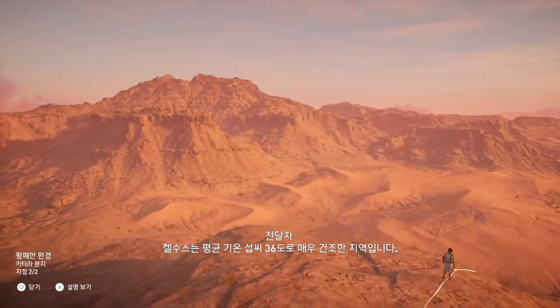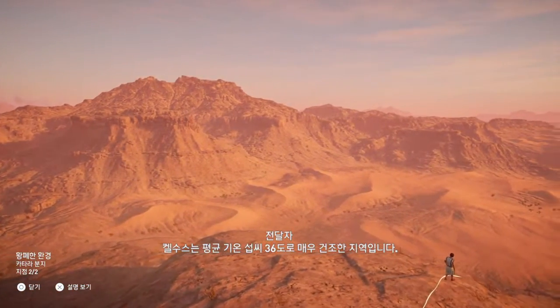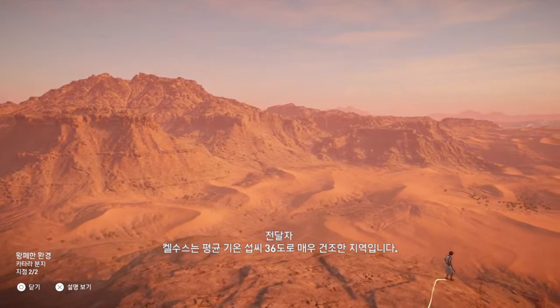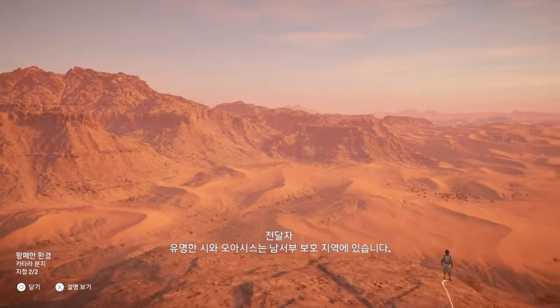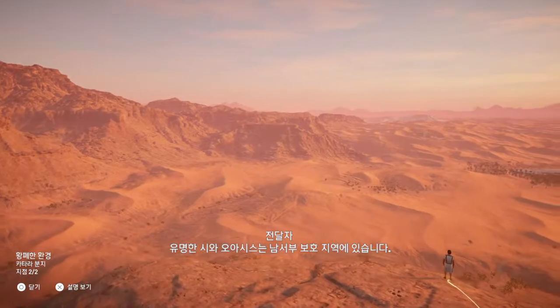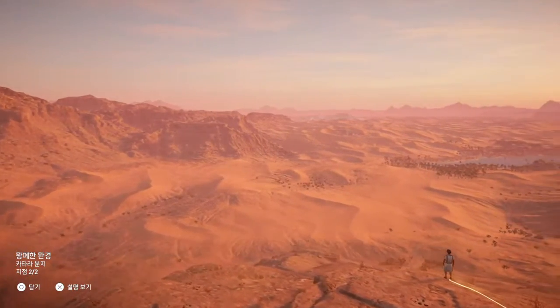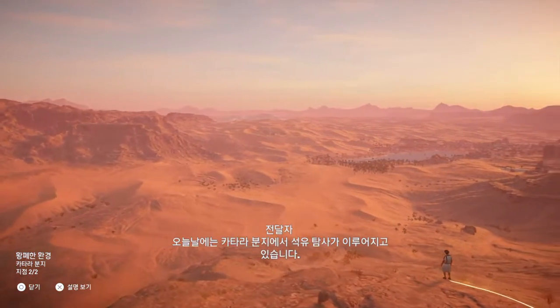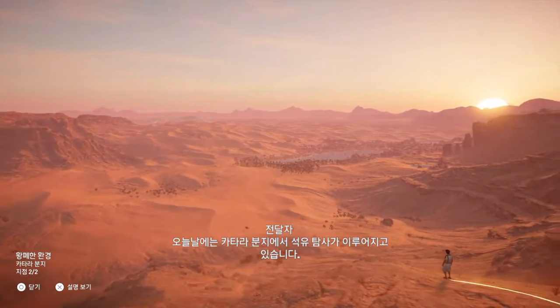The climate is very arid, with average temperatures reaching 36 degrees Celsius. The famous Siwa Oasis is located on the protected southwestern region. Today, the Qattara Depression is utilized for oil exploration.